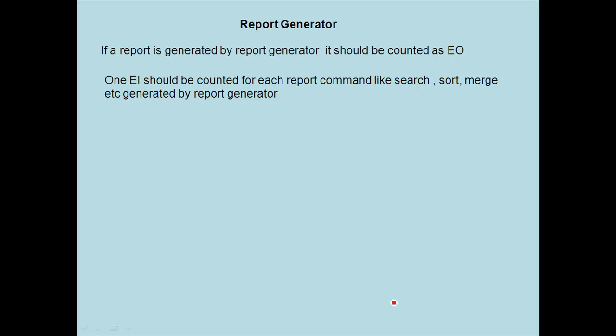Now if your application has a report generator inside it, then it should be counted as an EO, and 1 EI should be counted for each report command like search, sort, merge, generated by the report generator. So in the sense that if you have a report which uses the report generator, then you need to count 1 EI for it. First, if you have a report generator, you count it as EO. Any reports generated by using that report generator should be counted as EI.